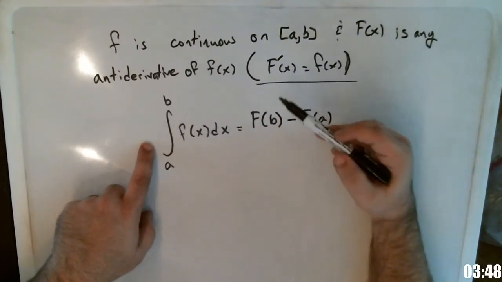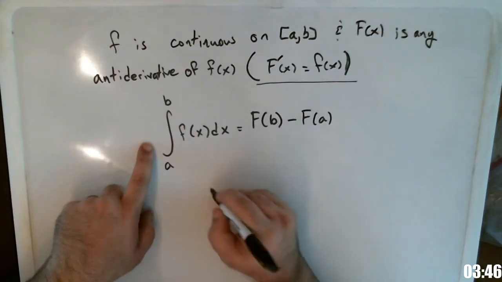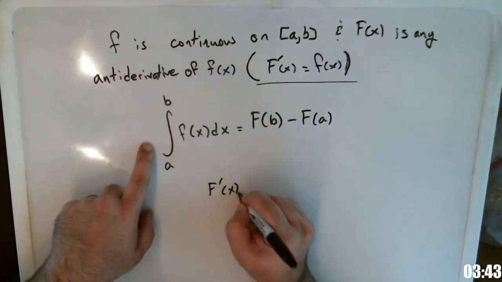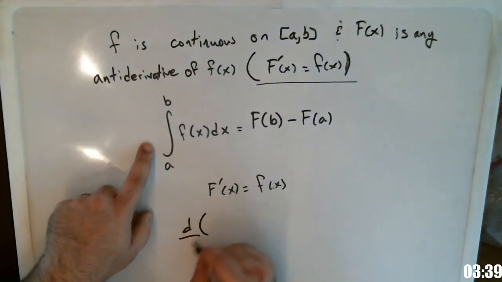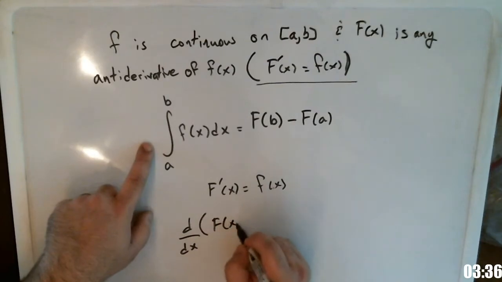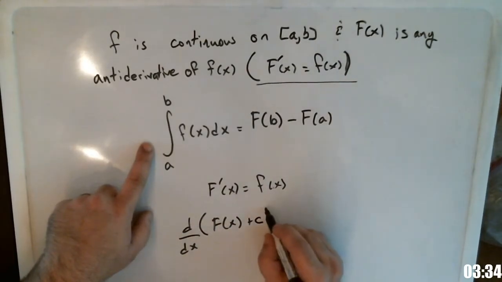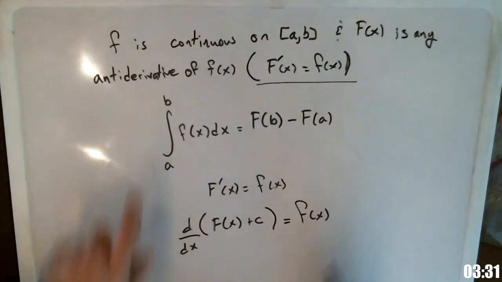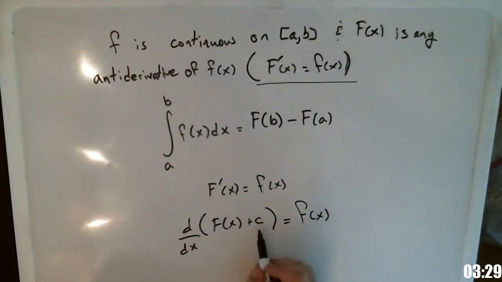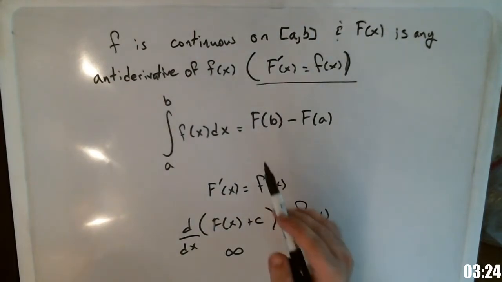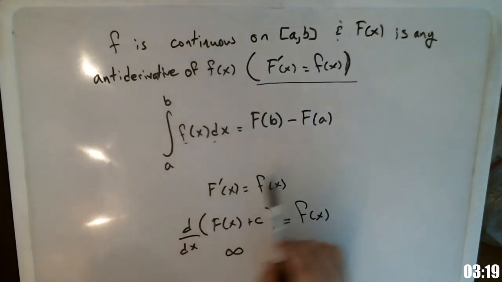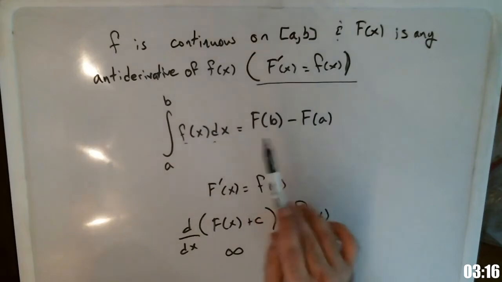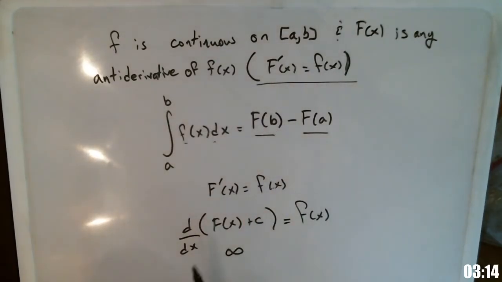Now, the reason why it says any antiderivative is if big F prime of x equals little f of x, then the derivative with respect to x of big F of x plus any constant is also going to be equal to little f of x. So how many antiderivatives do we have? We have an infinite number of them. And what's nice here is now I can evaluate the area under a curve from a to b simply by knowing about an antiderivative.